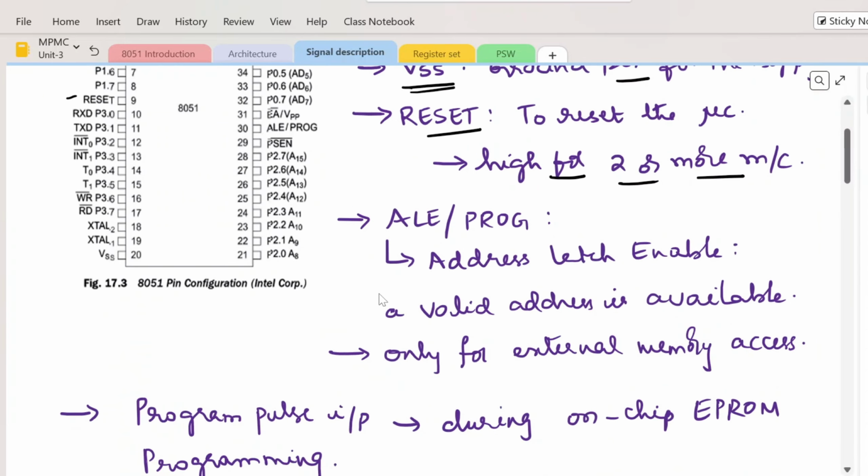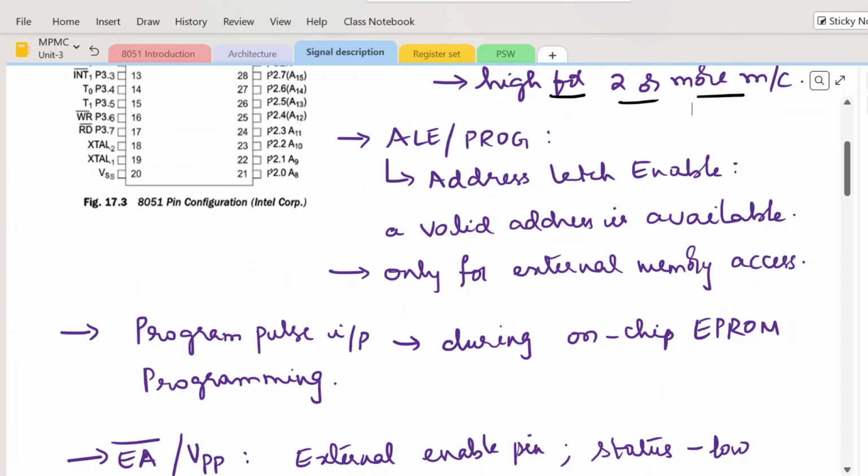Now coming to the next pin, that is ALE/PROG. ALE means address latch enable. It is used to indicate that a valid address is available on the address bus A0 to A15. Whenever ALE is 1, it indicates a valid address, and this is used only for external memory access. The same multiplexed pin also acts as a program pulse input during on-chip programming.